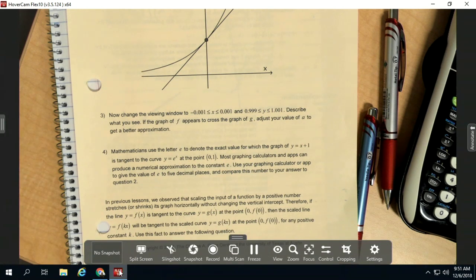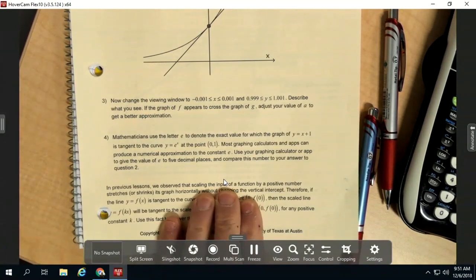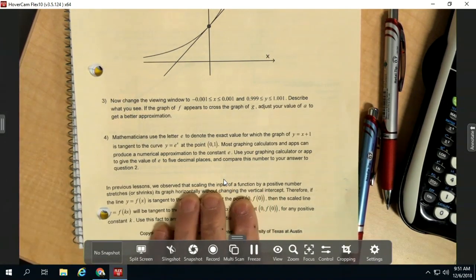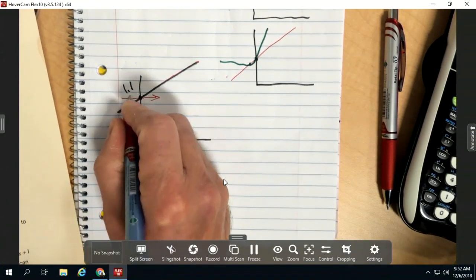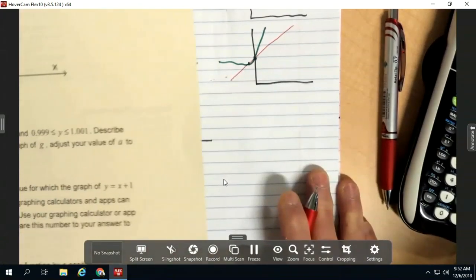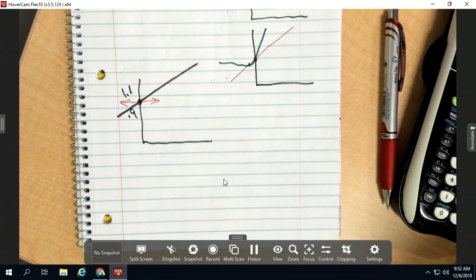Most graphing calculators and apps can approximate a constant value of e, and we got that 2.71. What does that mean? Well, how do we use it? It says scaling the input of a function stretches or shrinks the graph horizontally without changing the vertical intercept. So if we scale the input, while this stretches out, it doesn't change where we cross the axis. Page 321.